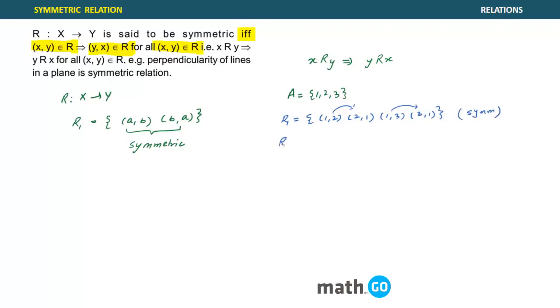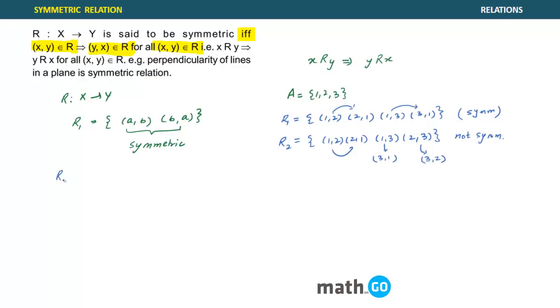But if I write, let's say, 1 comma 2, 2 comma 1, 1 comma 3 and 2 comma 3, then this is not symmetric, as you can easily understand. The reason is that since there is 1 comma 3, there should have been 3 comma 1. If there was 2 comma 3, then there should also have been 3 comma 2, which is not there in this particular relation. So this is not symmetric.